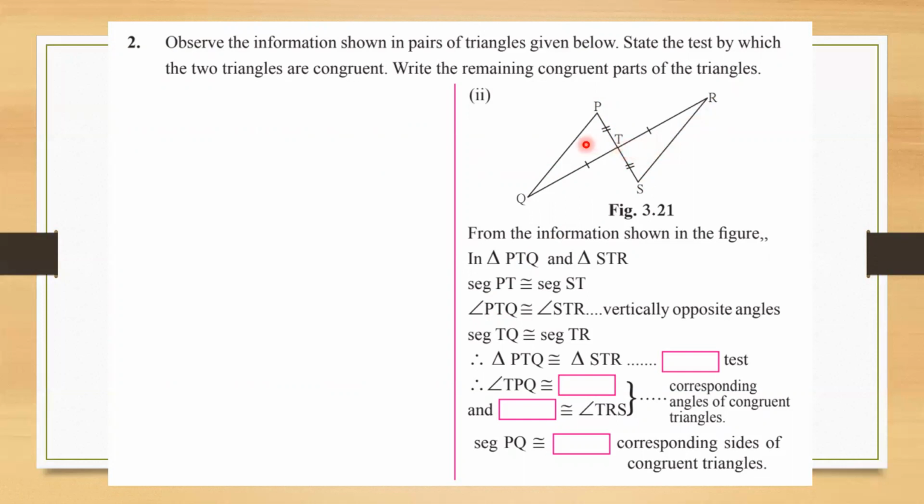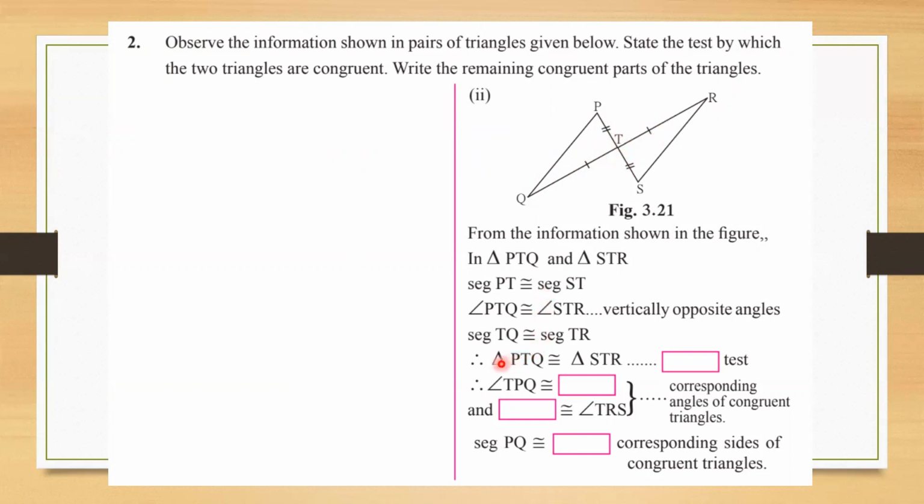Why are they congruent? Because we already know when there are two segments intersecting at the same point, the angles which are vertically opposite to each other are always congruent. So these two angles become congruent to each other. And finally, segment TQ is congruent to segment TR. Why? Because both are marked with the same symbol, which is one standing line.